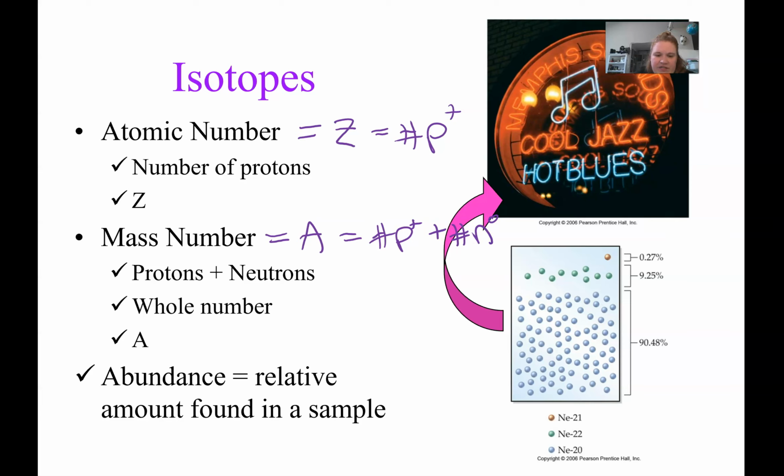The other piece of information that's on this slide is abundance, and we can see that in an example over here for neon. It's showing us 3 different neon isotopes and what their abundance is, or if we looked at all the neon that's naturally occurring, 9.25% of it would be neon with a mass number of 22. That will come into play in a couple slides. We're going to have a little bit of math to do at the very end, and we'll use those numbers.